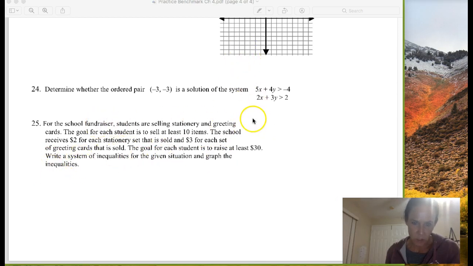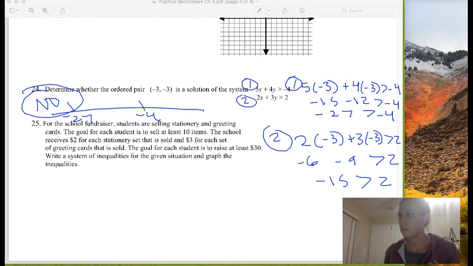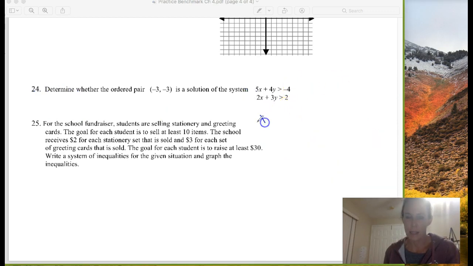So we've got students selling stationery and greeting cards. So let's maybe let S equal number of stationery, or maybe let's do our X's and Y's instead. Let X equal number of stationery sets sold, and then Y will be the number of greeting cards.